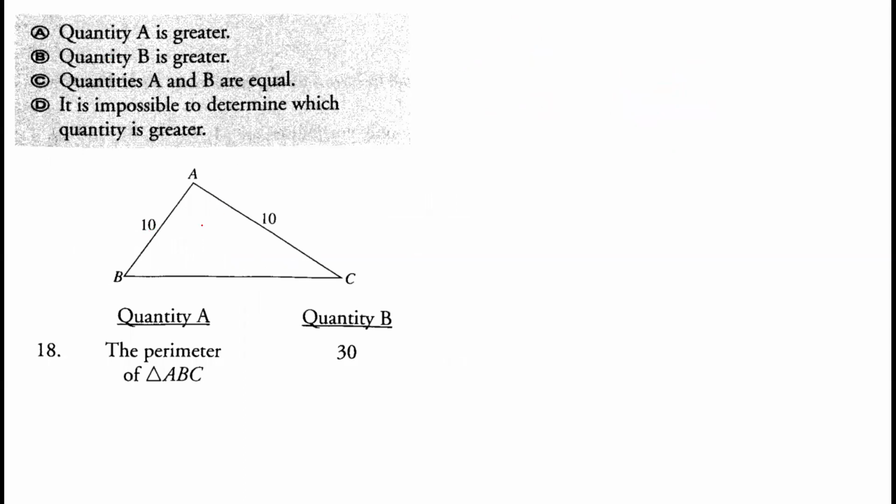Question 18. We have 10 and 10, the perimeter of ABC. Now you need to again understand that the length of BC, the maximum length, will be less than 20, and the minimum length would be more than 0. Why? Because 10 minus 10 is 0 and 10 plus 10 is 20. So the length would be actually more than 0 and less than 20.